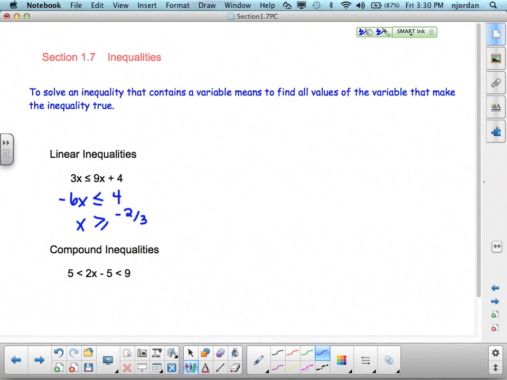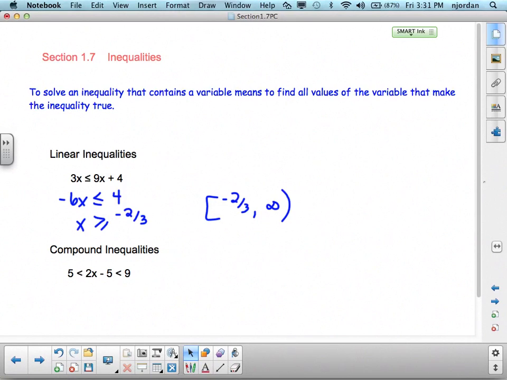So if we were going to write that in interval notation or on the number line, we would have shading from negative 2/3 over to the right. So in the interval notation, we've got bracket negative 2/3 to infinity. And that's good enough if you just want to give me that answer for these problems.